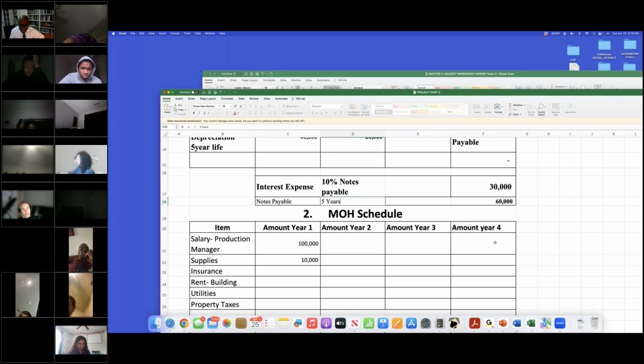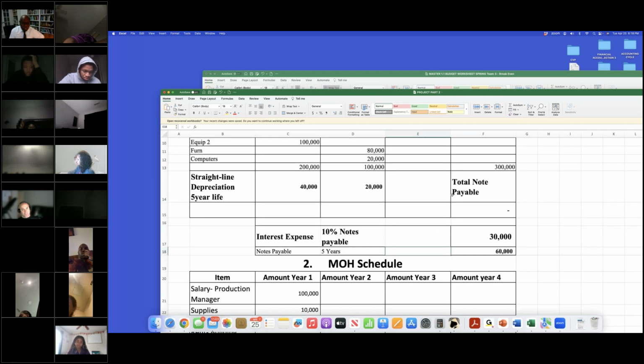So you're going to do the same things for your schedule. You'll be showing interest expense 30,000 a year, notes payable 60,000 a year, based on a 10% interest rate and a 5-year payoff period.